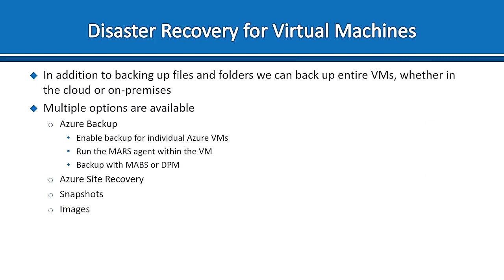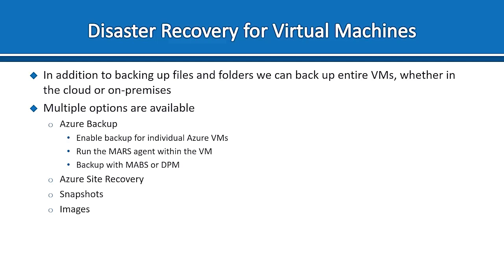So in addition to backing up files and folders, we have the ability to back up entire virtual machines, whether they're in the cloud or on-premise. There are multiple options available to us. So we do have the Azure Backup. And as we talked about, with Azure Backup, you would enable backup for individual Azure VMs. Or you can run the MARS agent within the VM. You can back up with MABS or DPM.